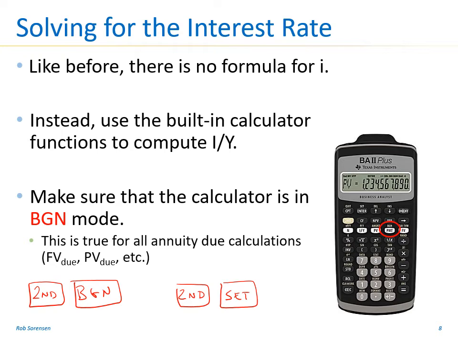Once you put it in begin mode, it'll show a little BGN in the upper right hand area of your screen just to remind you, and that'll stay there. And so our key thing, of course, when we're doing lots of problems, especially on an exam, make sure you check and you have it set in the right mode for the particular annuity that you're dealing with. So it's just that easy. And once we've got that, we can just go ahead and solve for I or anything else.